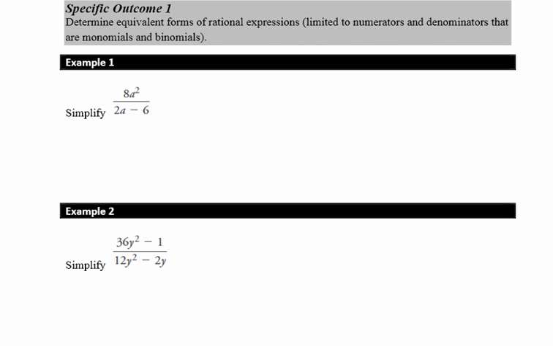So here, is there anything we can factor out of this, the top or the bottom? The bottom we can factor out 2. So we could write it out as 8a squared over 2 times, what's left over in the brackets? A minus 3. Okay, now what can we reduce? The 8 and the 2. We can divide the 8 and 2 both by 2. So this will be a 4, and this is going to be a 1.